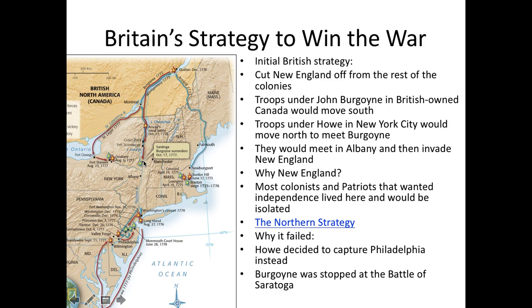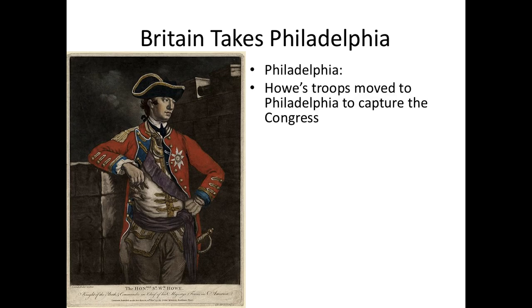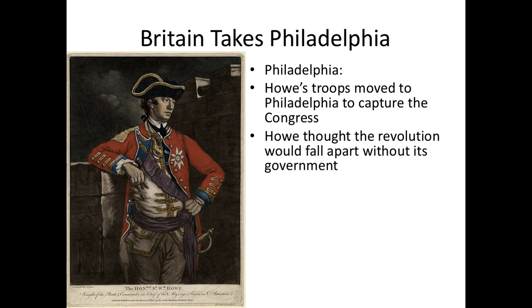So let's talk about what Howe does in Philadelphia. In Philadelphia, to be honest, he is very successful. He does take over Philadelphia. He goes there because he wants to capture the Congress. He is going to be met by Washington's troops, and yet again, Washington's troops are going to fail to stop Howe in multiple battles. And in the end, Howe does take over Philadelphia.